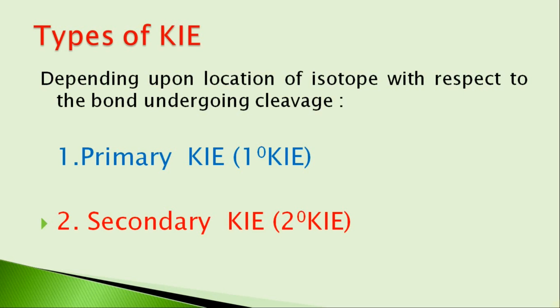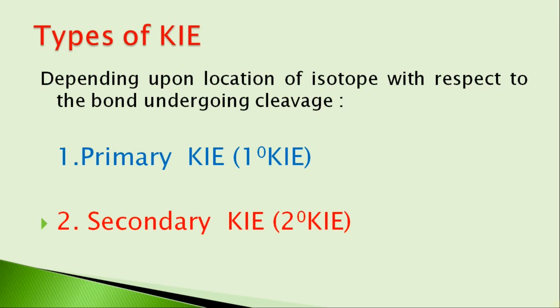The reason behind primary KIE was the difference in zero point energies of CH and CD bonds. Due to difference in zero point energies, the bond with lighter isotope dissociates faster at rate determining step, which leads to higher rate of reaction.